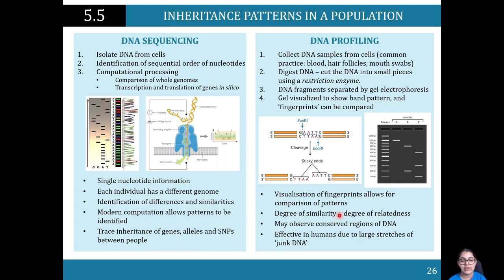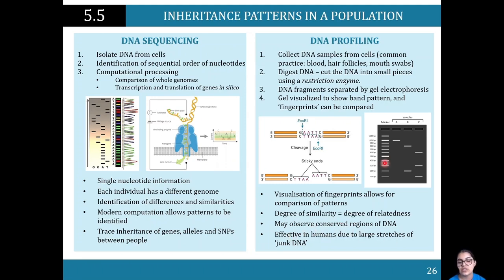So the degree of similarity equates to the degree of relatedness, and using this we can observe conserved regions of the DNA. So the conserved regions are the regions that are actually different between everyone. We actually share a lot of the DNA, a lot of our DNA is very similar, but we have conserved regions that then lead to our uniqueness.